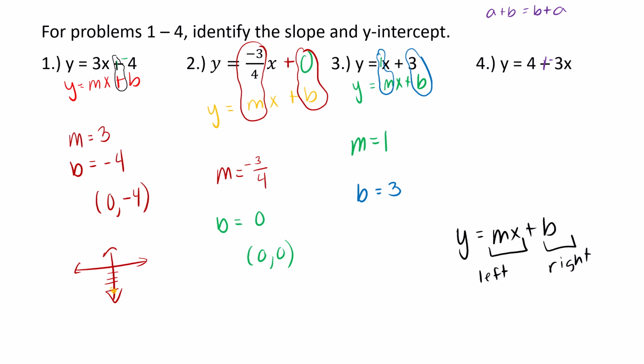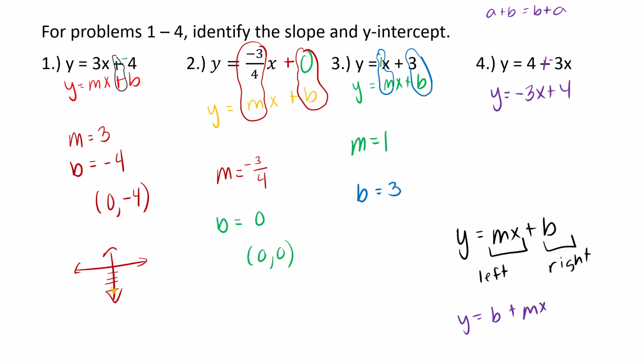A plus B is equal to B plus A. Subtraction is not commutative. So if I want to go and rewrite this and switch the order, so instead of y equals b plus mx, I've got it in the order that I'm more comfortable with, I need to be able to switch it, which I can do with adding and not with subtracting. So 4 plus negative 3x would become negative 3x plus 4.